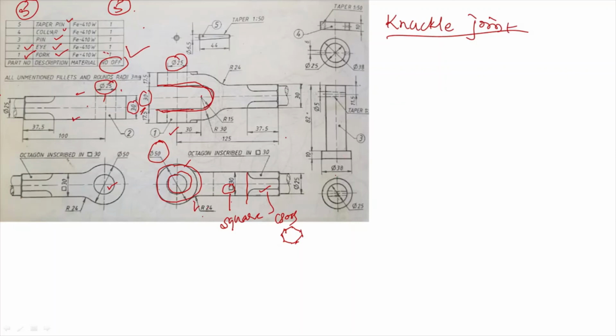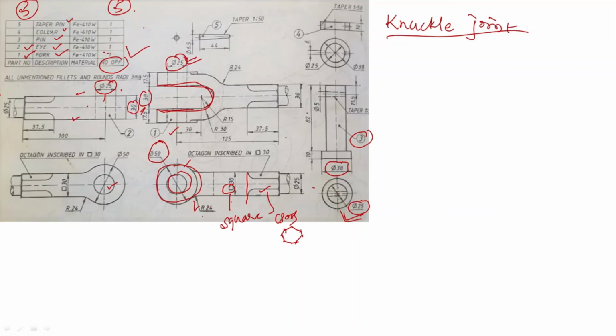Now coming to the third part. The third part is a pin. Now look at the dimensions here. Its diameter is 25 mm here. The collar diameter is 38. This diameter is 25 mm, and this diameter of the hole is 25 mm. Now these are correlated.